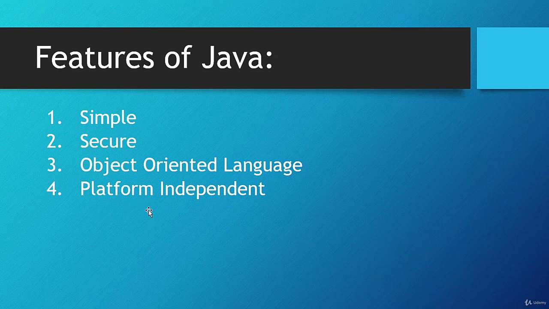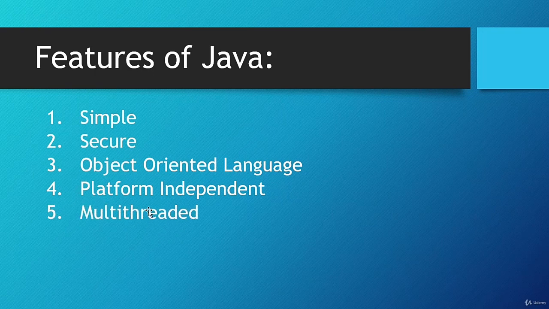Next, platform independent. The code created in Java is platform independent. Once you have written code, you can run that code on every platform. You can run it on Windows, and you can also run that code on Linux. So Java is platform independent. Once you write the code, you can run your code everywhere. That's why Java has a slogan, Java is everywhere. Definitely Java is present everywhere in the field of computer science.